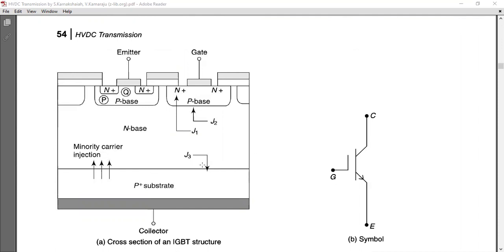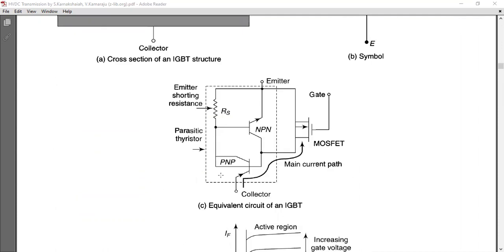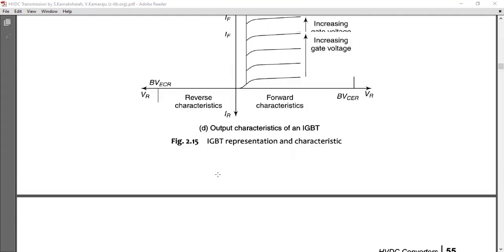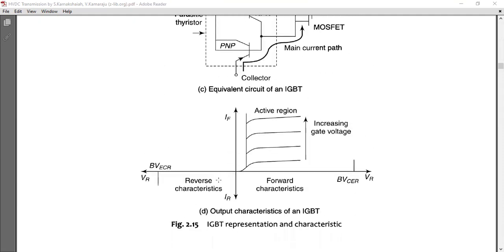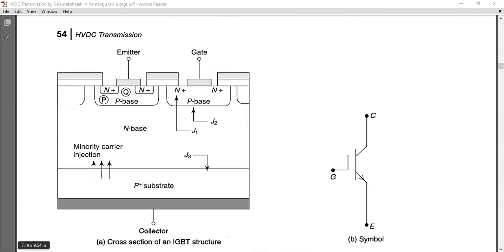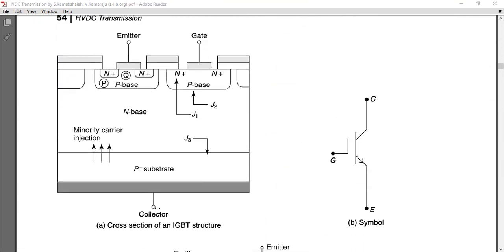It also has some features and characteristics. First, reverse blocking capacity. When a negative voltage is applied to the collector terminal, reverse blocking is provided by junction J3, and junction J3 becomes reverse biased, for a negative collector voltage.